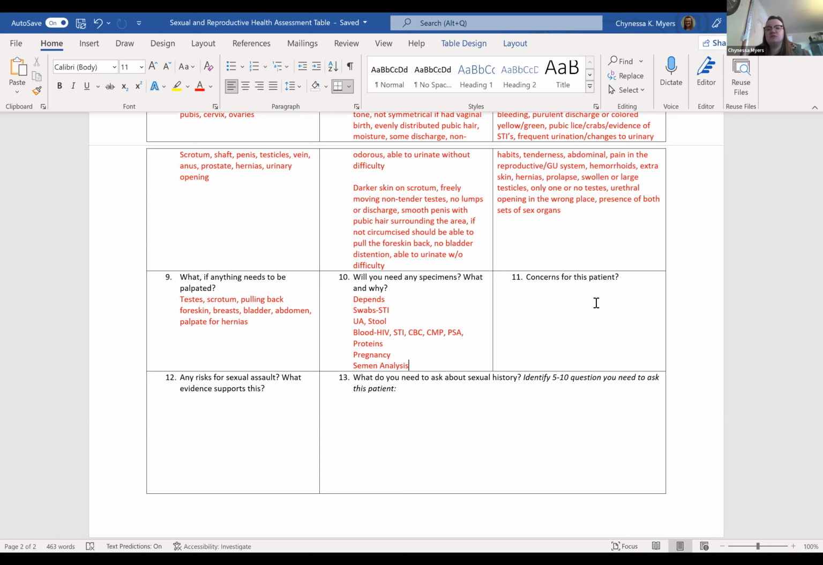Okay, so any risks for sexual assault? What puts a person at risk for sexual abuse is maybe a better way to word that. Homeless. Underage. Age for sure, older or younger. Domestic abuse. Demented, like if they have dementia. Socioeconomic status is a big one.